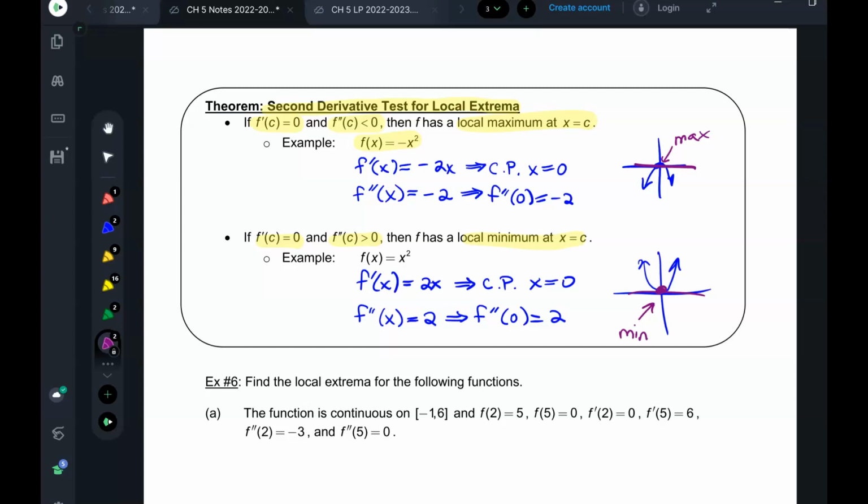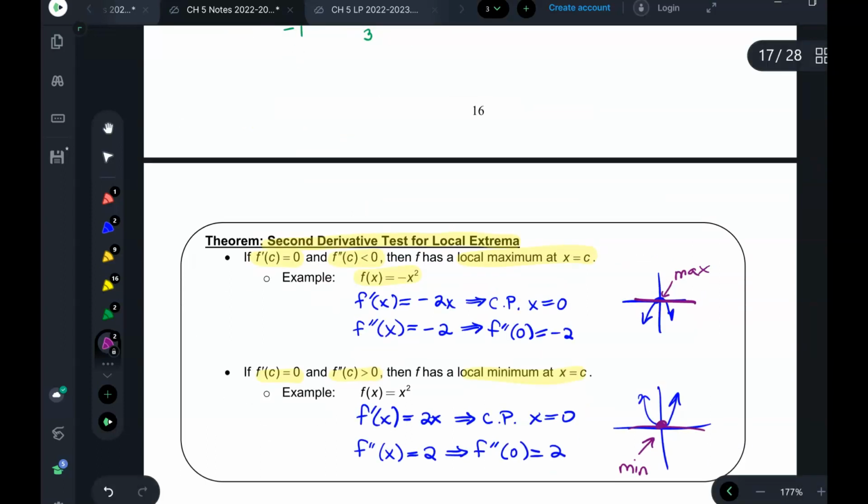Basically, here's what you're doing. You're determining, do we have a horizontal tangent, a critical point? Do we have a critical point? And then at that critical point, is it concave up or concave down? That will tell us if it's a maximum or a minimum.